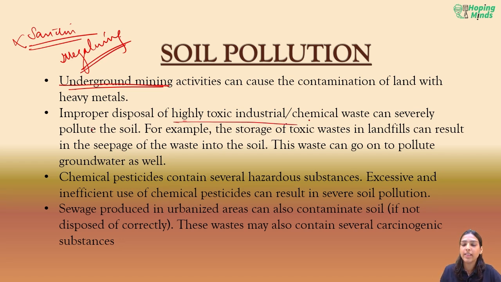Improper disposal of the highly toxic industrial chemical waste can severely pollute the soil. For example, storage of toxic waste in landfills, like the garbage landfill I mentioned, is there on the outskirts of Delhi. Now, when it rains, it's but obvious that all the not so nice things that are there in that landfill are going to seep deep into the soil and even deeper into the water. So it's going to seep into the soil and also pollute the groundwater.